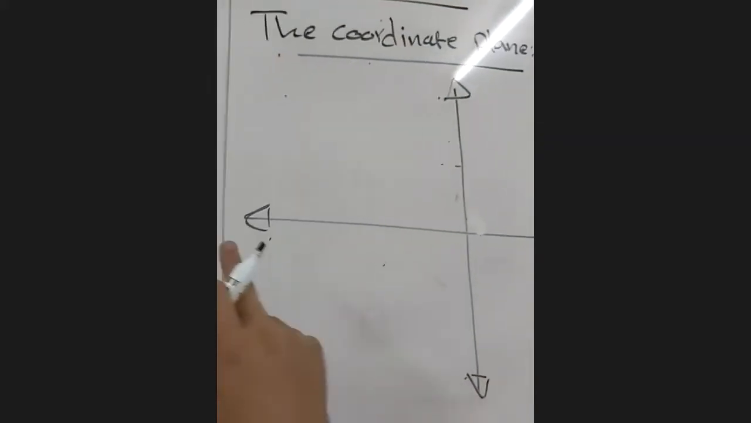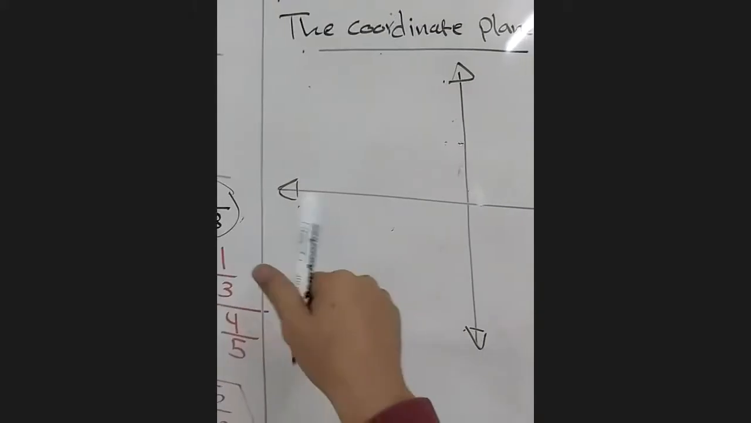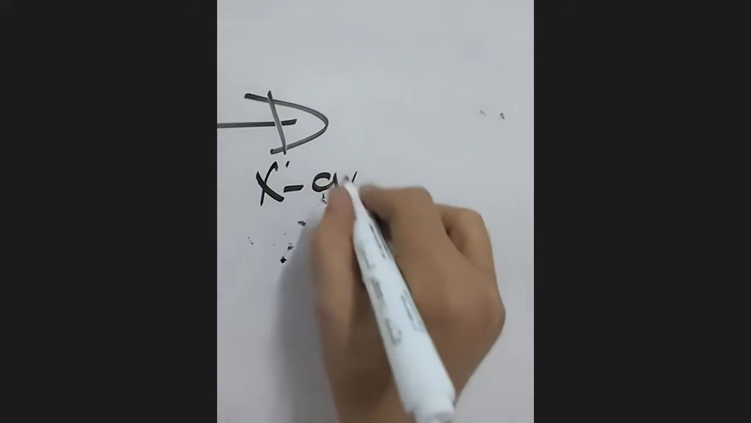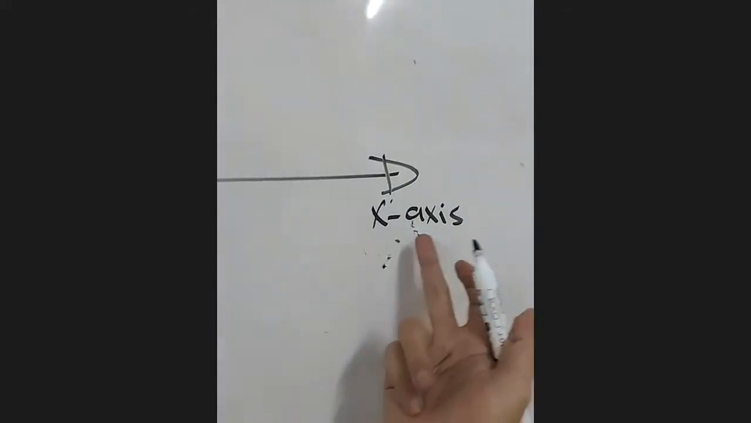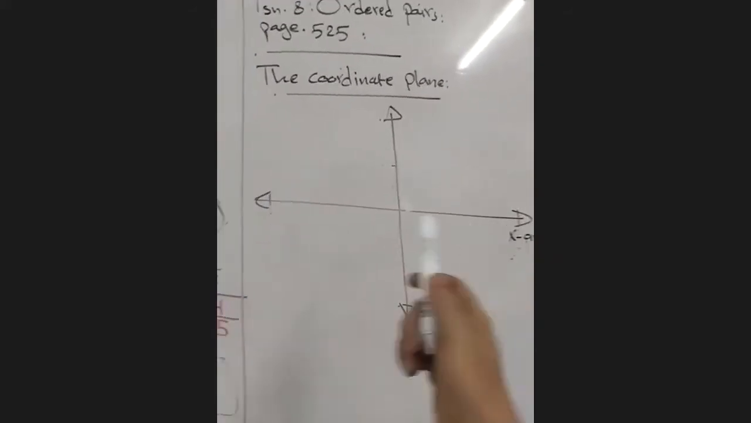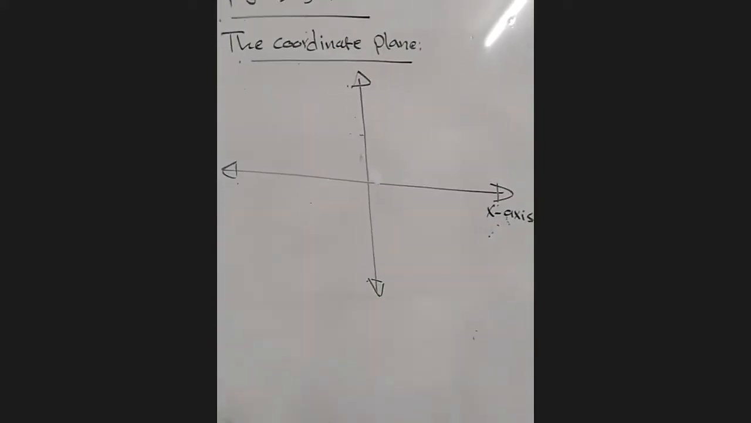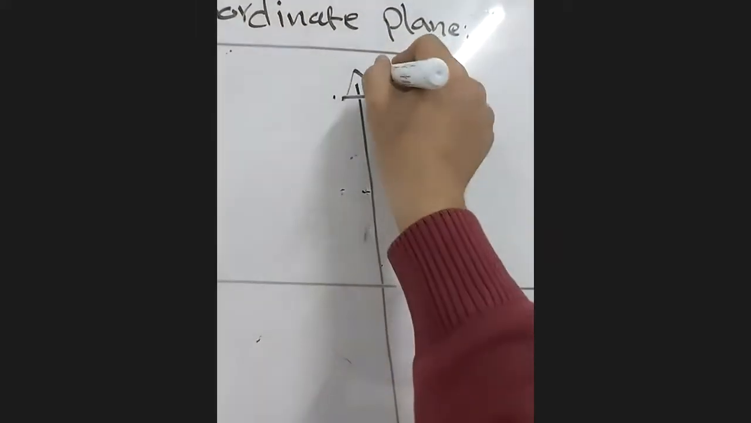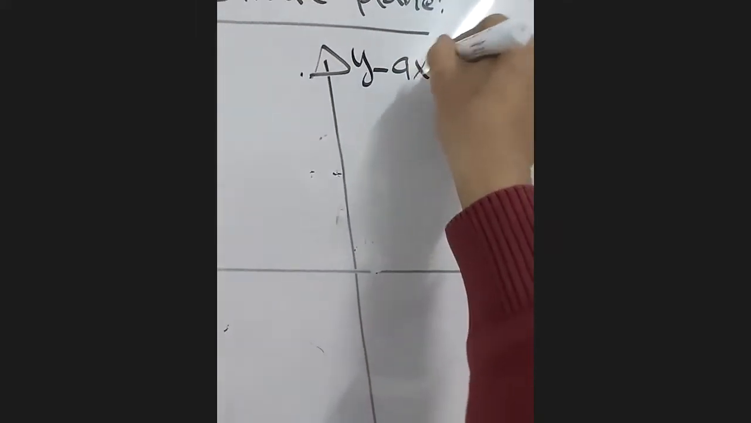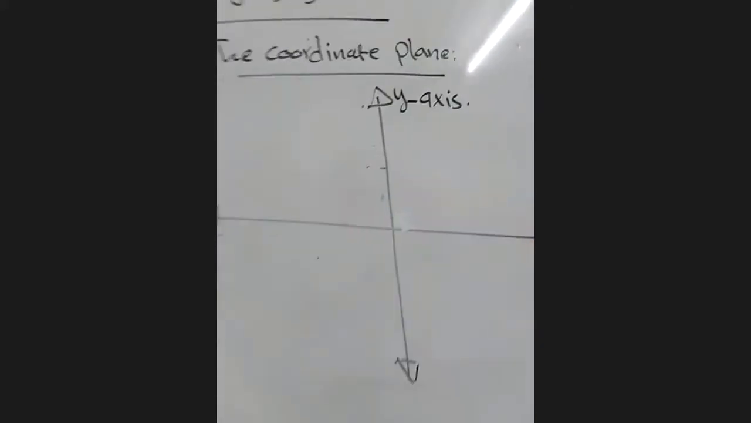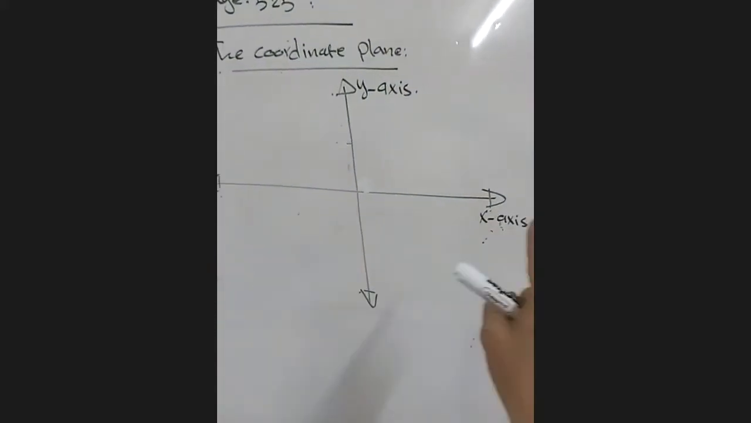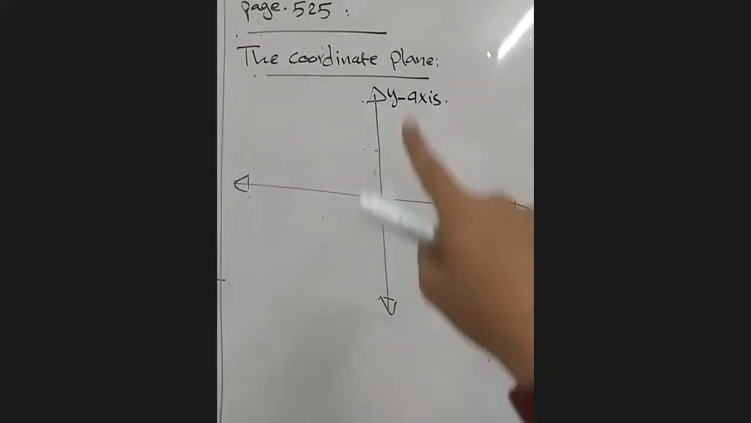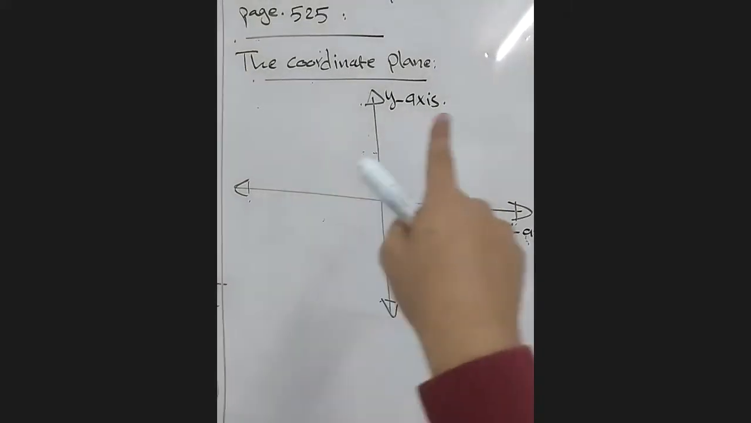The horizontal line, guys, this one, we call the x-axis. So the horizontal line, we call it the x-axis. The vertical line, we call it the y-axis. Don't mix them up. Don't put y-axis here. No. So this is the horizontal line, we call it the x-axis. The vertical line, we call it the y-axis.